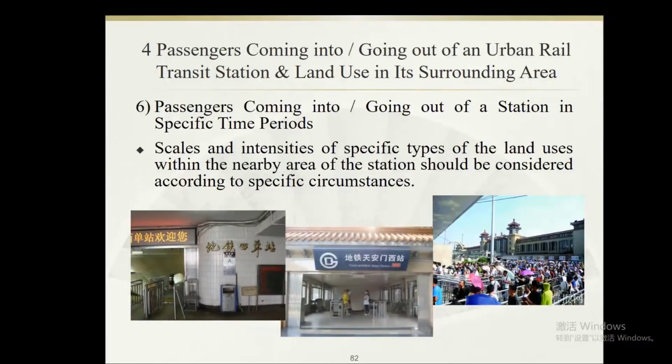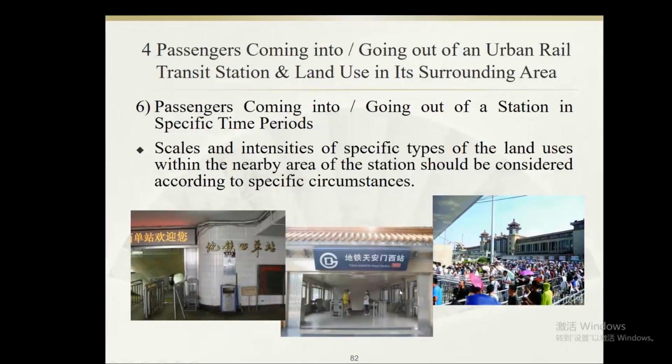Passengers coming into or going out of a station in specific time periods. Scales and the intensities of specific types of the land uses within the nearby area of a station should be considered according to specific circumstances. For example, in the Chinese Spring Festival, this is the case in Beijing Railway Station. And what kind of preparation we should do because of the holiday? This one, it's very near to a very big shopping mall in Beijing, especially for some big sale time period, too many passengers for the metro station. And what kind of preparation should the metro station do?